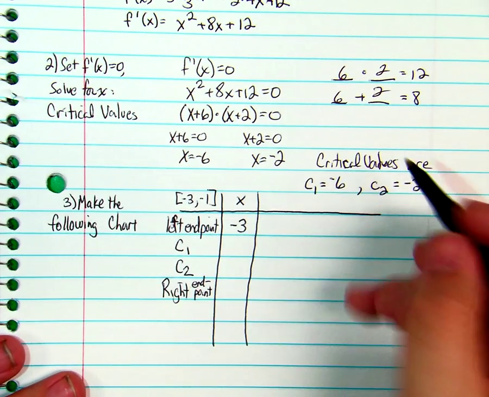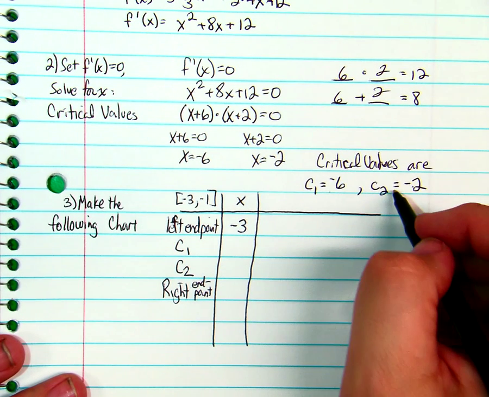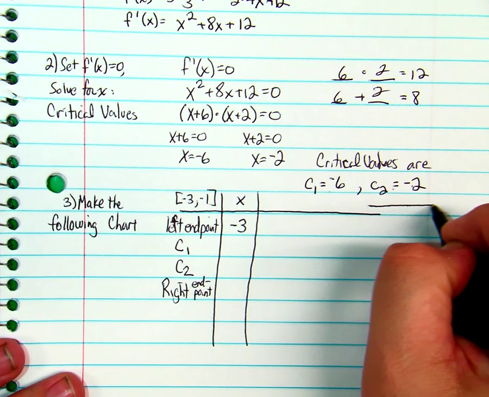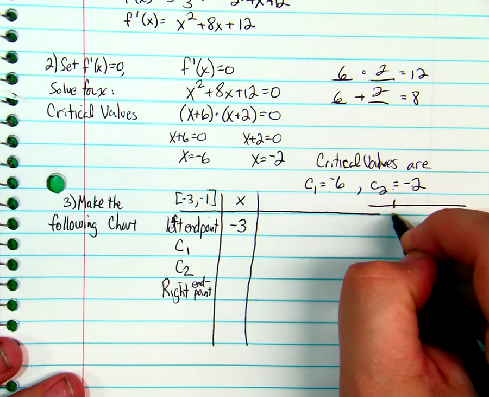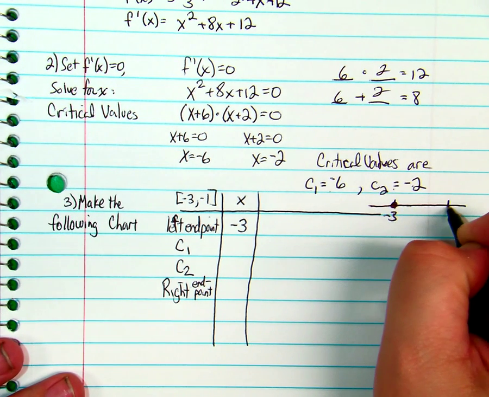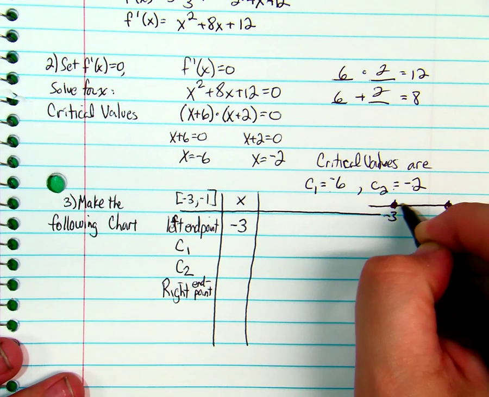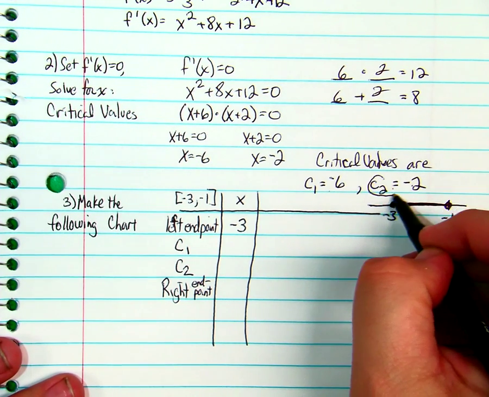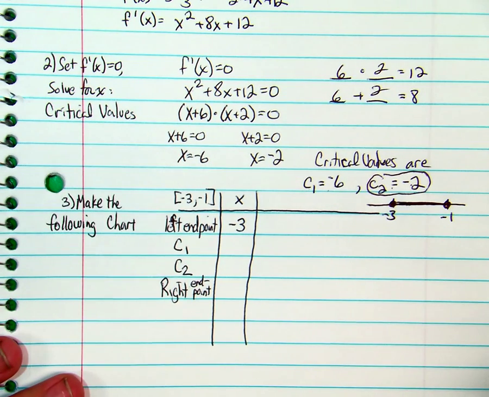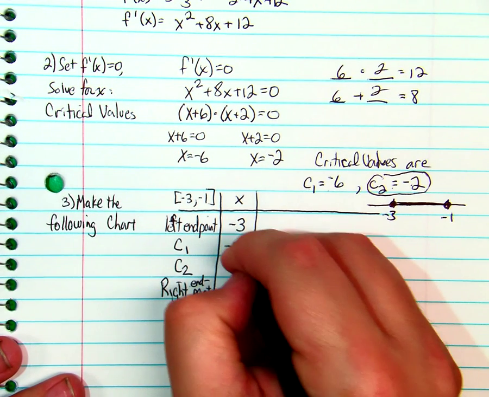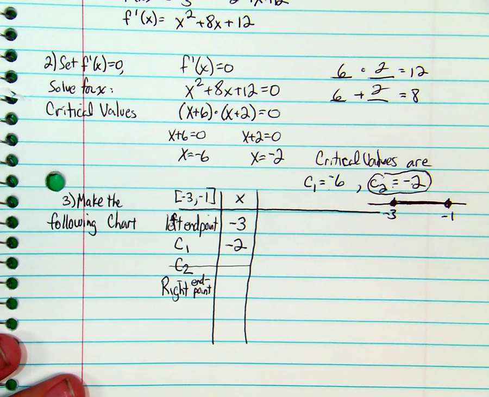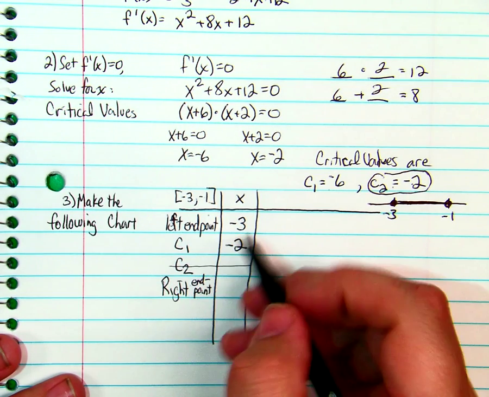C1. Now I look at these two values and I say, alright, which one is, if I look at the number line, I'm going to go from -3 down to -1. So I only want values that are here. And the only one that works is -2. So I'm going to put a -2 there. I don't need this one, so I can just cross it off if I want to. And the right endpoint is going to be -1.